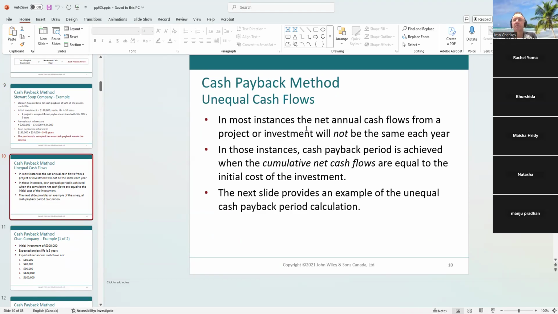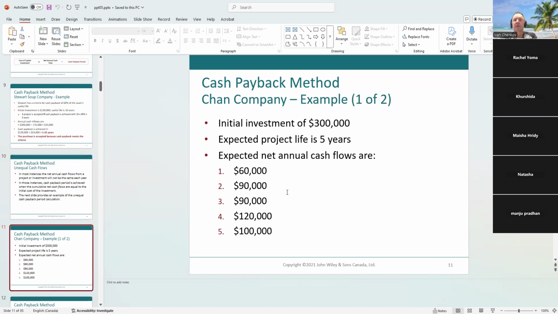So in most instances, the net annual cash flow is not equal year after year. So what we have to do is go with the cumulative net cash flow until it becomes equal to the cost of the investment. So we're going to get this information. So what I want you to do is, let's go to that Excel spreadsheet that I sent you, and let's work with that Excel spreadsheet.